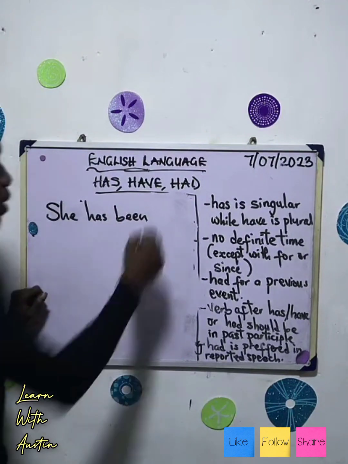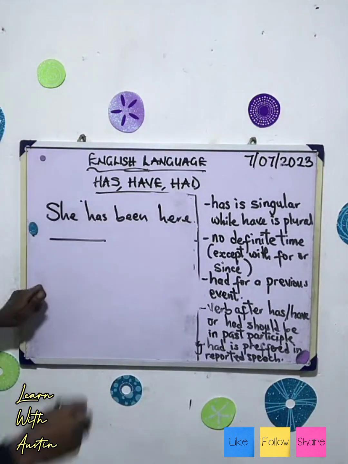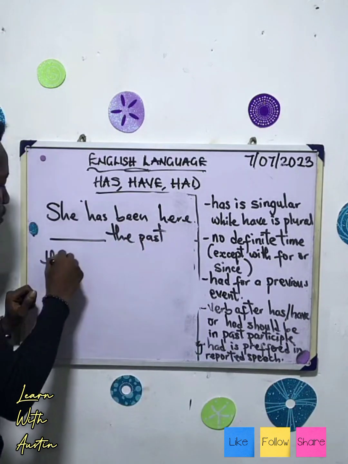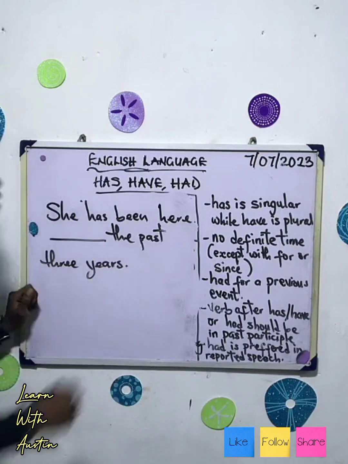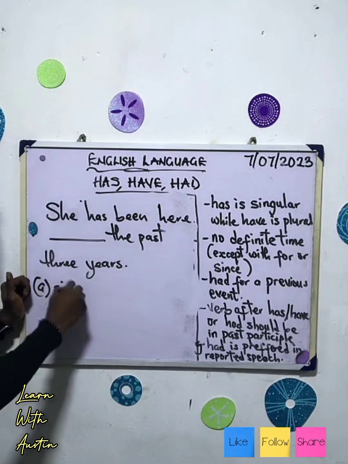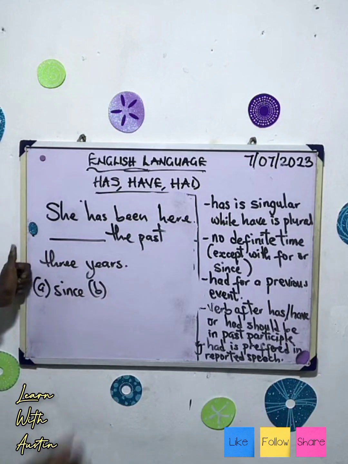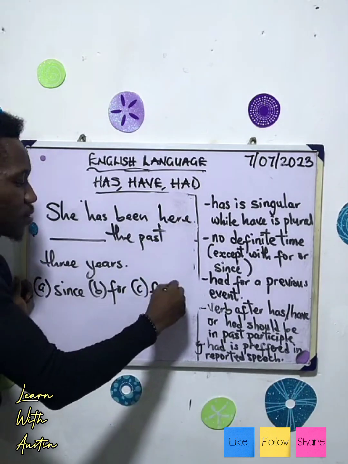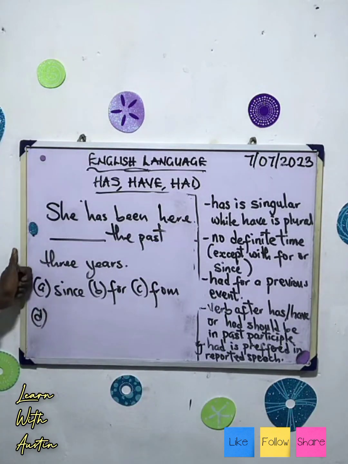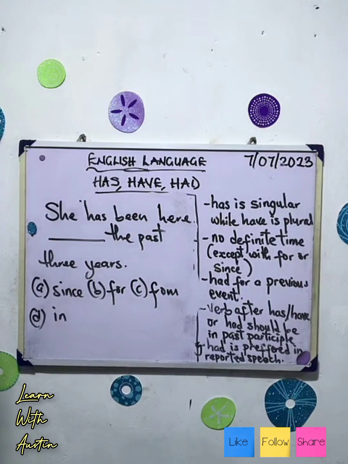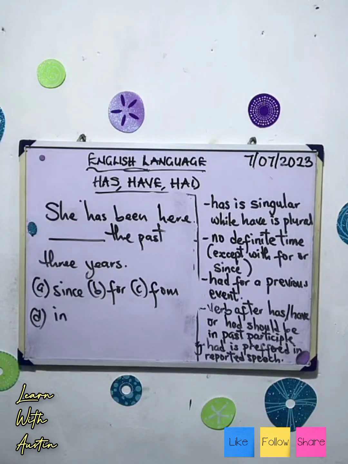She has been here dash the past 3 years. A, since the past 3 years. B, for the past 3 years. C, from the past 3 years. D, in the past 3 years. She has been here dash the past 3 years. Since the past 3 years. For the past 3 years. From the past 3 years. And in the past 3 years.